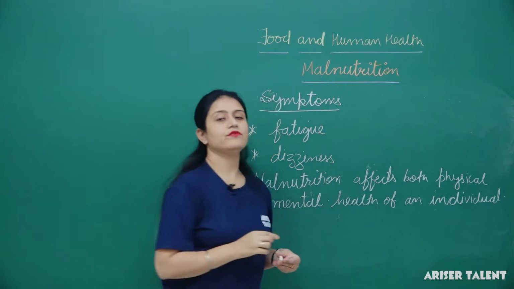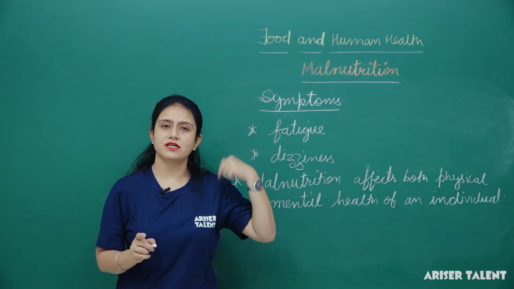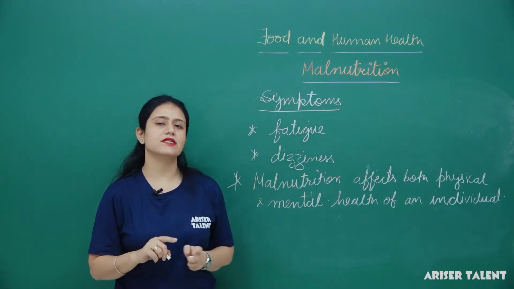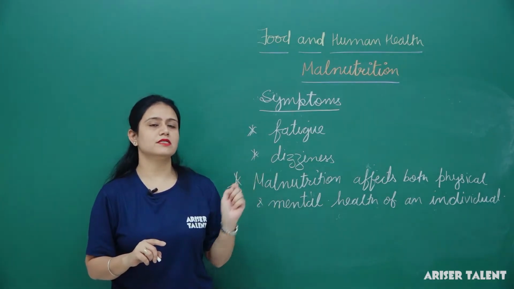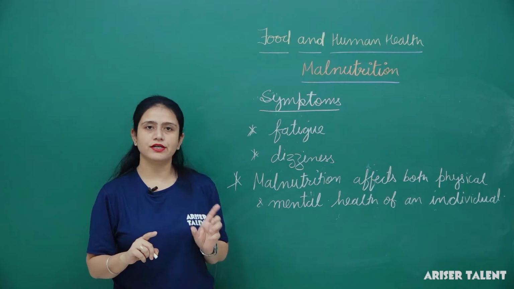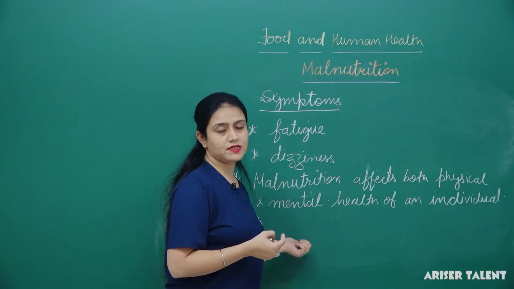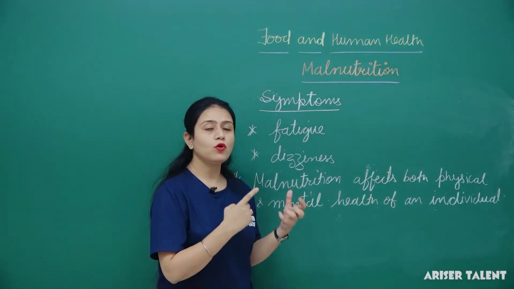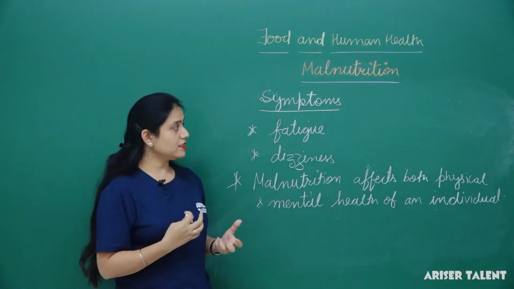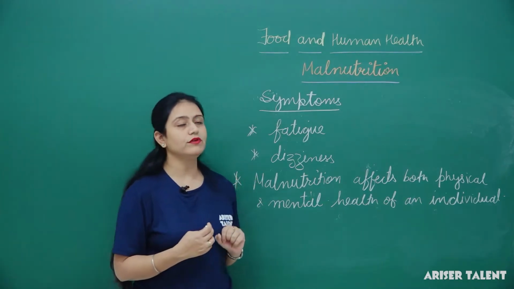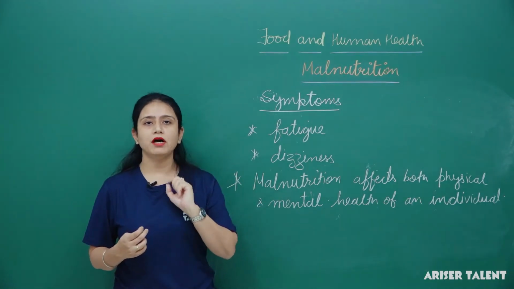Okay, it affects our physical appearance, it affects our physical health as well as it affects our mental health if a person is suffering from malnutrition. Clear? Now as I told you the different components of a balanced diet, now I will tell you what are the diseases which are caused by the deficiency of those components. First of all, we will talk about vitamin malnutrition.